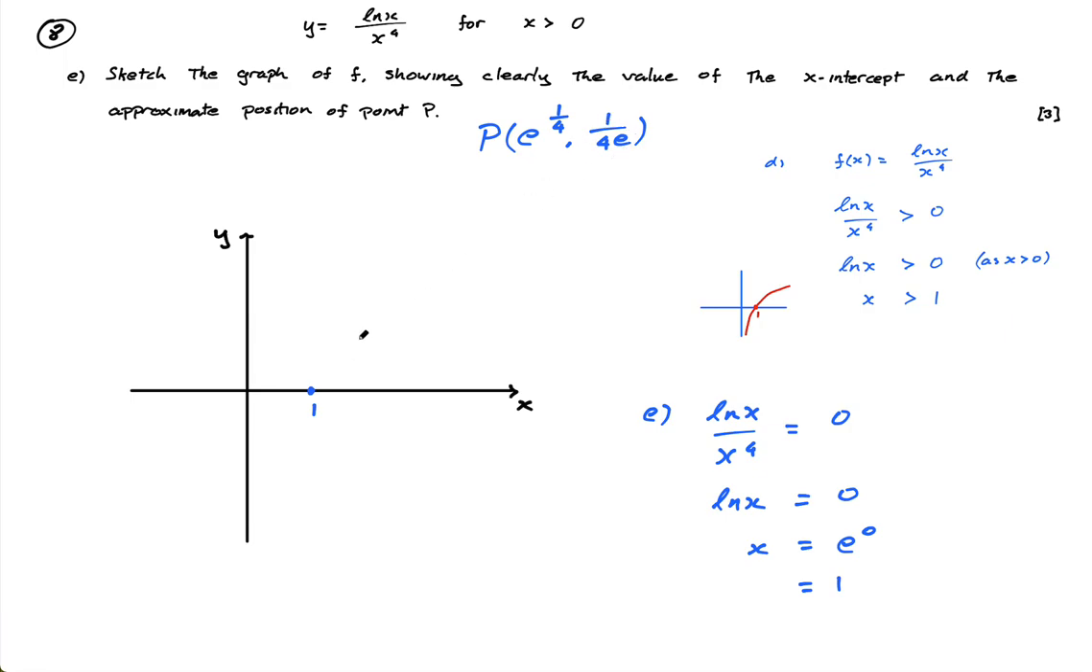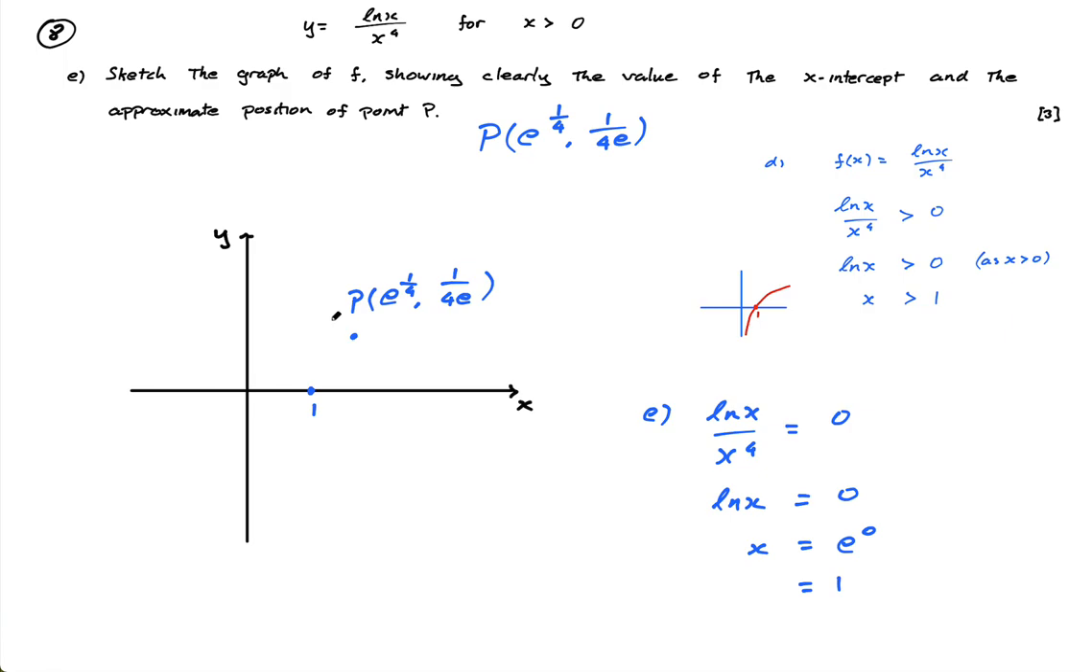And 1 over 4e, let's just put that wherever. So this is going to be p, which is e to the quarter, comma, 1 over 4e. So it says showing clearly the value of the x-intercept, done, and the approximate position of p. He said approximate because as long as it's to the right of 1 and has a positive y coordinate, then you're good.